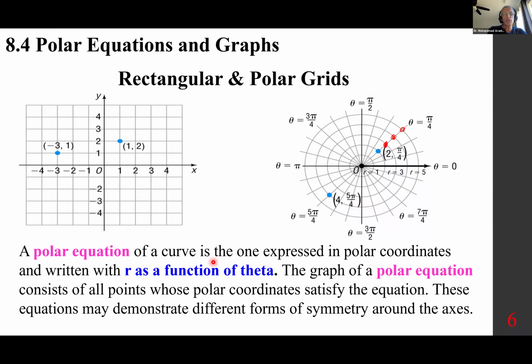A polar equation of a curve is one expressed in polar coordinates and written with r as a function of theta. The graph of a polar equation consists of all points whose polar coordinates satisfy the equation. This equation may demonstrate different forms of symmetry around the axis. So just the way we had symmetry here with respect to the x or y axis, we have them here too.